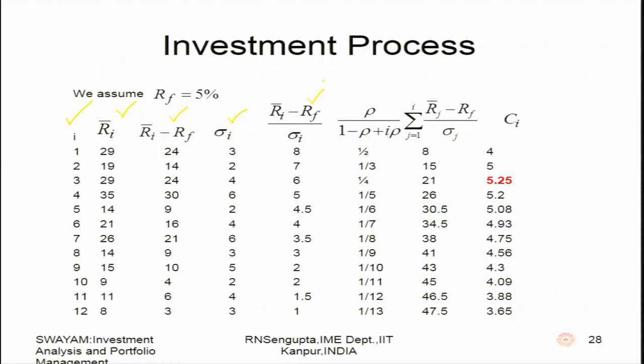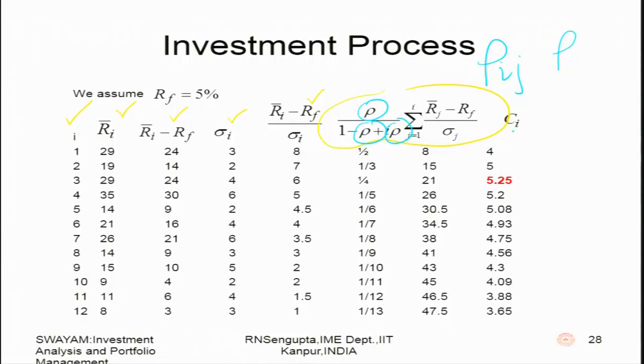Excess return is now no more R i minus R f divided by beta, but R i minus R f divided by sigma. There the sum up is this, and an important fact, if you remember, these terms are not rho i j because they have been replaced by rho. That means we are considering a constant correlation coefficient existing between the stocks. You add them and find out C. I will come to the formulation of C.